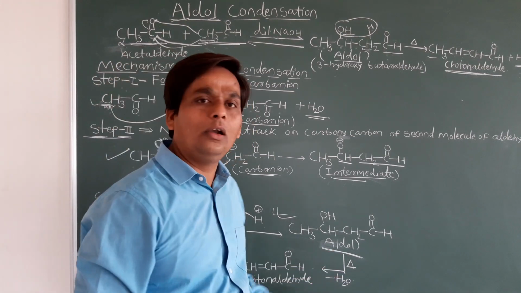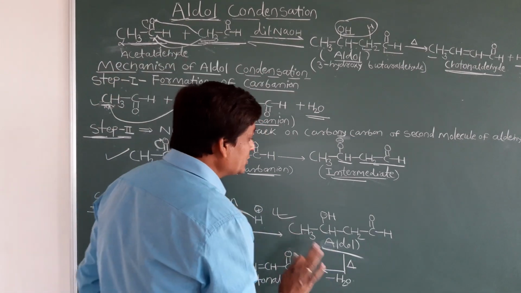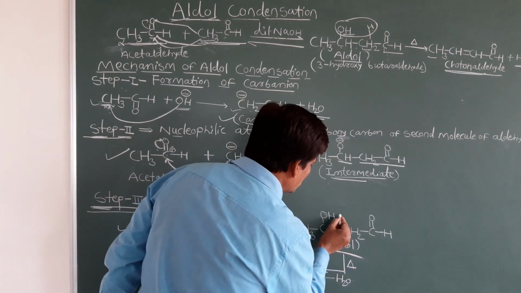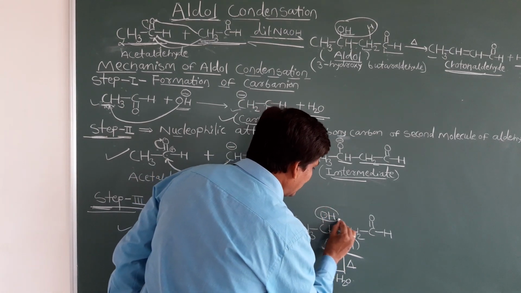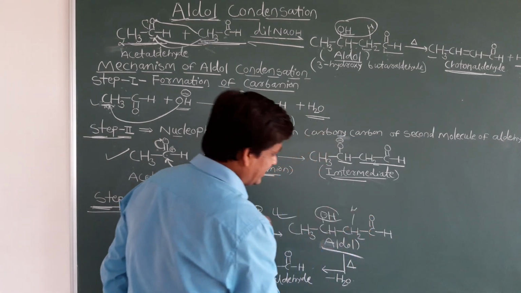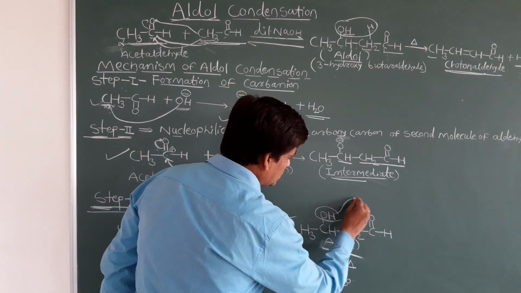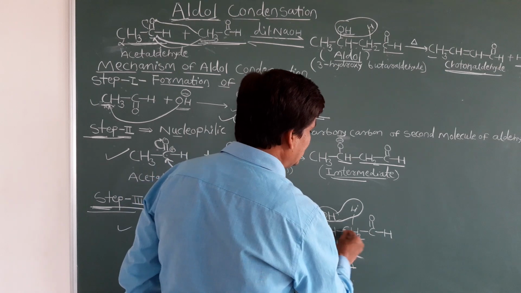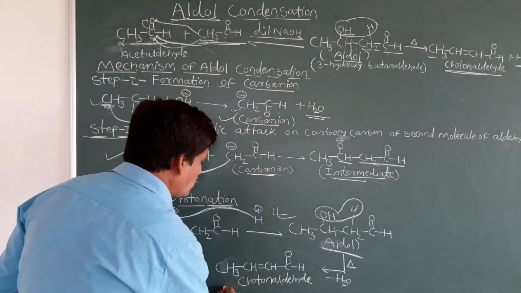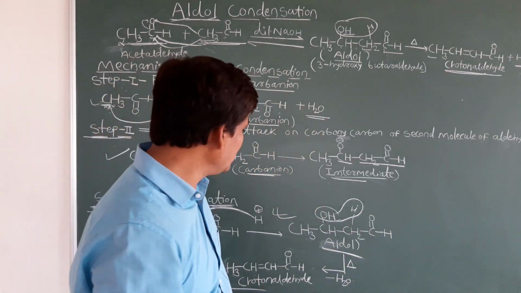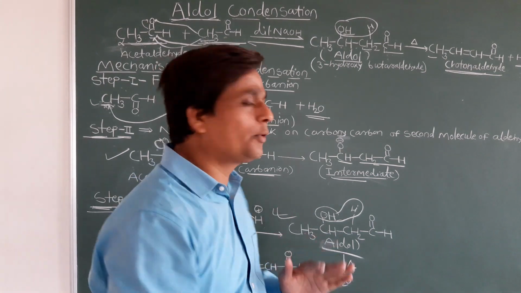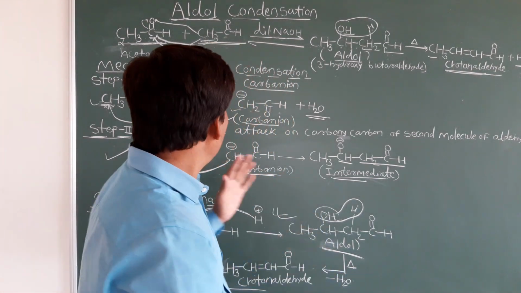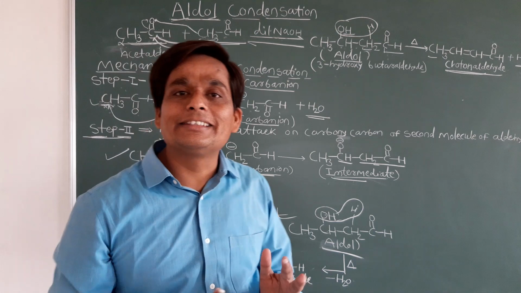Now again this aldol, on further heating, loses a water molecule. How does the water molecule get lost, students? This OH group and one hydrogen from this. Okay, so it loses H2O. Now what remains here? CH3CH=CHC=O H. Then this is what? Crotonaldehyde. Now clear students, how we get crotonaldehyde? So this is the mechanism of the aldol condensation reaction.